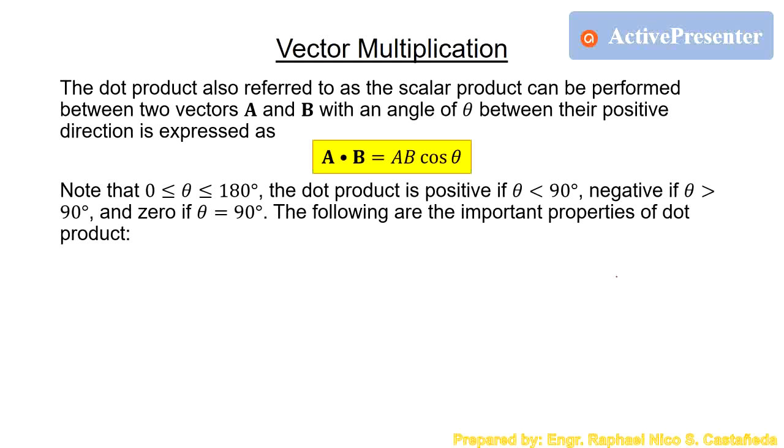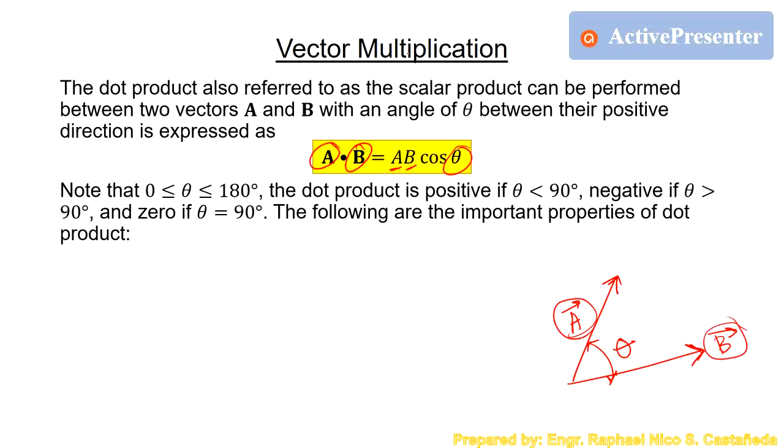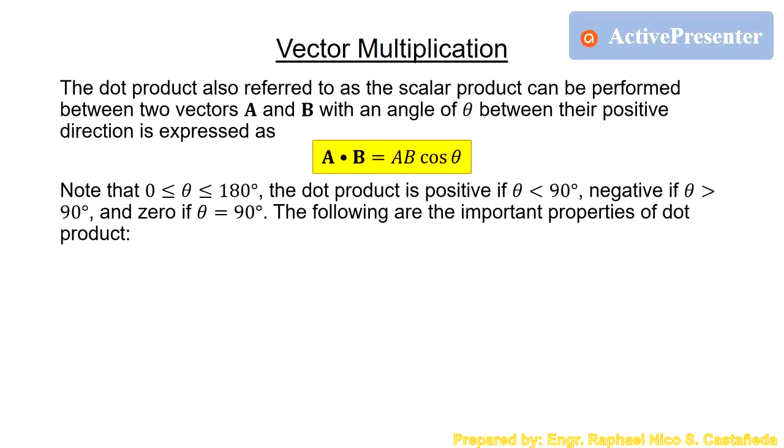If we draw that, it will look like this. If this is vector A, then we have vector B, which is this one. Theta is the angle measured from the positive direction of the two vectors, where A and B here are the magnitudes of the two vectors. Also take note that the angle theta between the two vectors must be between 0 and 180 degrees.